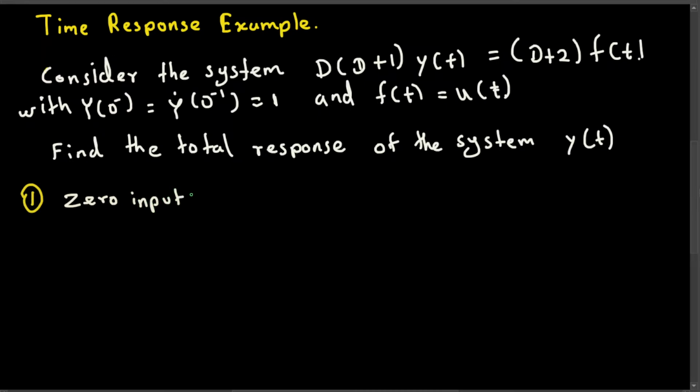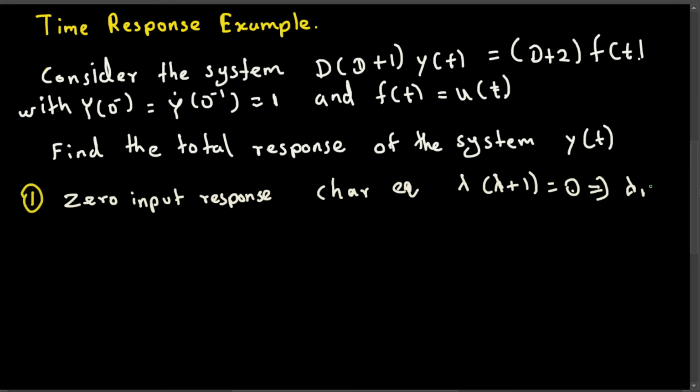Zero input response. First we put the characteristic equation, that is, we replace this D with lambda, and equate it to 0 to find the real roots. If you solve for it, you get one real root as lambda 1 equal to 0, and the other as lambda 2 equal to -1. These are the real roots we get from this equation.